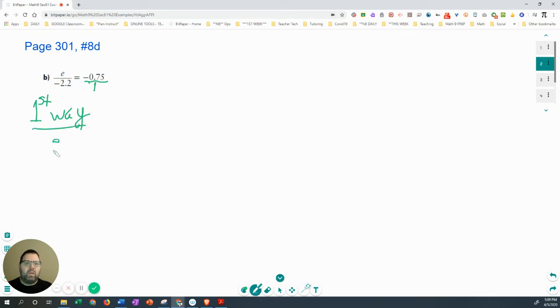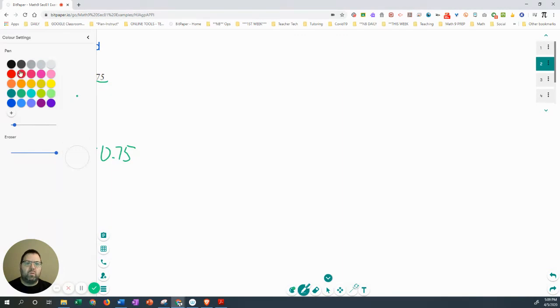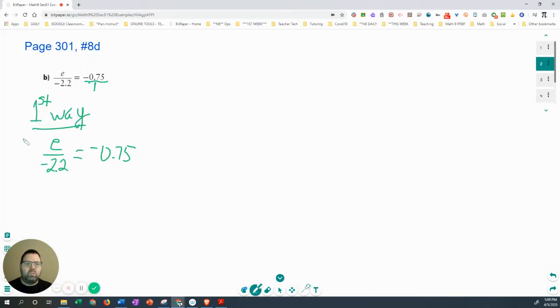Okay, so you have e over negative 2.2, and that's equal to negative 0.75. Okay, so this relationship is division. So what we can do instead now is, let's use blue here, we can choose to multiply both sides by negative 2.2. Okay, so we'll multiply by negative 2.2 here. Oh, I'm going to be racking my brain because I don't have a calculator out. That's going to be good.